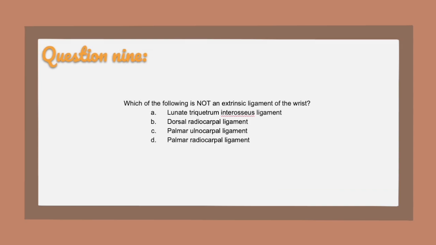Question 9. Correct answer here is A. Extrinsic ligaments are going to connect between the radius and the carpals or the ulna and the carpals, meaning that it's extrinsic to the carpals. Intrinsic ligaments are going to be between the carpals. So of all the choices here, the only one that is not between the radius and carpals or the ulna and carpals is the lunate triquetrum interosseous.